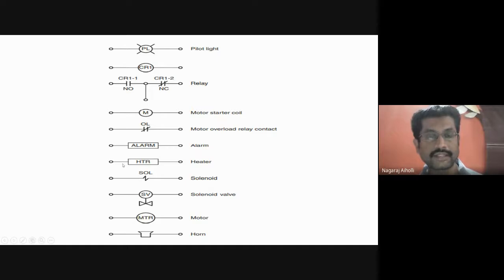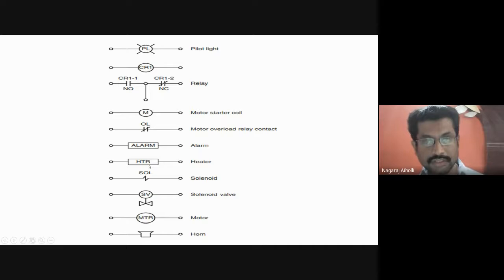Then the heater, HTR stands for the heater, the warmer that is used, right? Solenoid, this is the symbol for the solenoid. Then this is the symbol of the solenoid valve. There is a slight difference between solenoid and solenoid valve. We'll be taking up solenoid and solenoid valve next. Then this is the motor, and the next one is the horn.